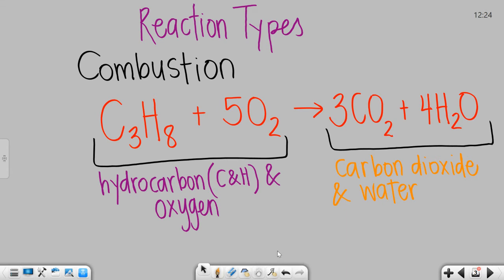So what are the things that you need to look for? Look for oxygen as a reactant and carbon dioxide and water as products. So you need to see all of those things in order to say it is a combustion reaction.